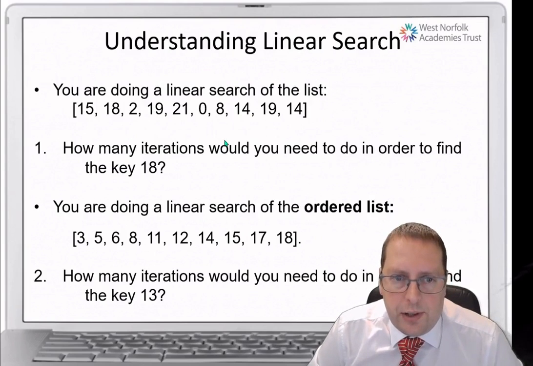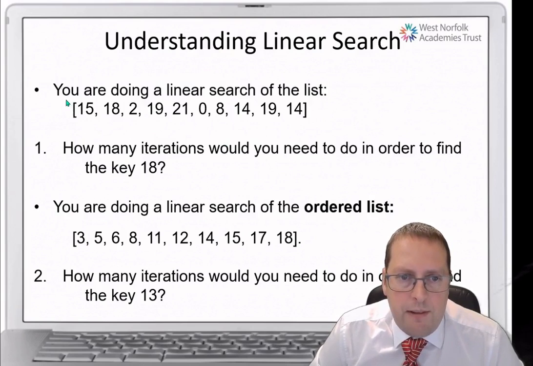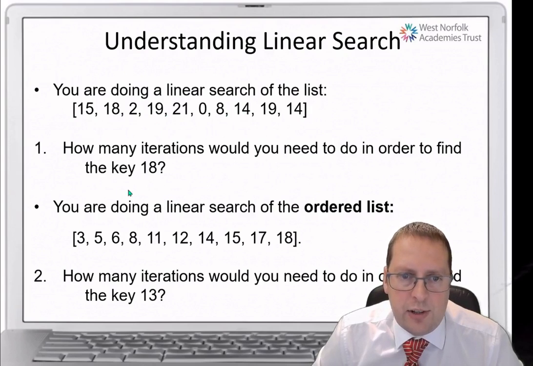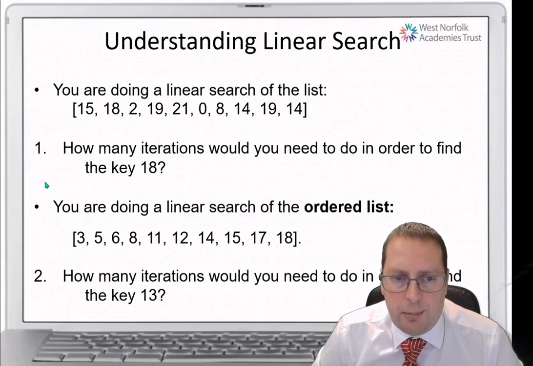So, understanding linear search. If this was our list of data that we're looking through, how many iterations would you need to do in order to find the key of 18, to find the number 18? How many iterations would you have to loop through that process until you find it? So you can put these answers in your ePortfolio.